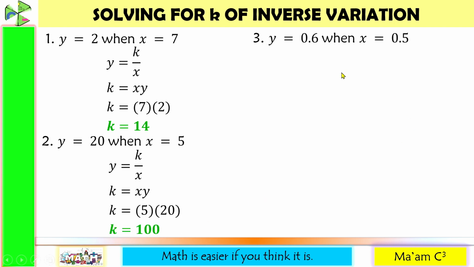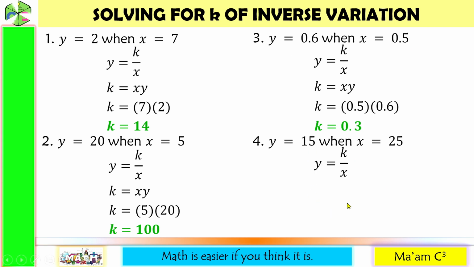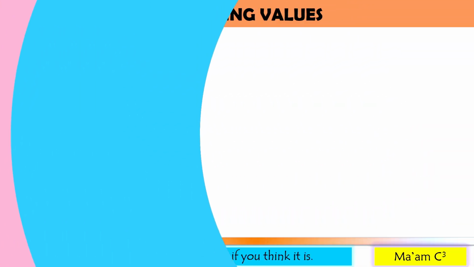Next one, let us recall the equation. Cross multiply, substitute the value of x and y. 0.5 times 0.6 is 0.3. That is our k. Last one. Again, the equation is y equals k over x. Cross multiply. Substitute 25 and 15 for x and y respectively. And 25 times 15 is 375. This is our k.